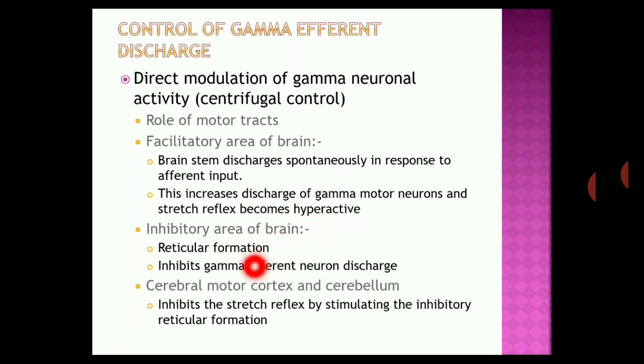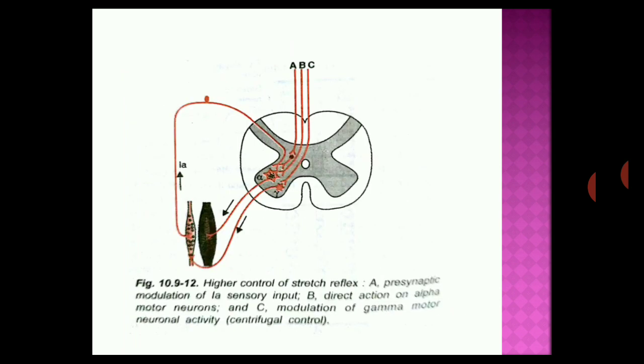An inhibitory area of the brain, like the reticular formation, inhibits the gamma efferent neuron discharge. Other areas of the brain, like the cerebral motor cortex and cerebellum, inhibit the stretch reflex by stimulating the inhibitory reticular formation. So this is centrifugal control.